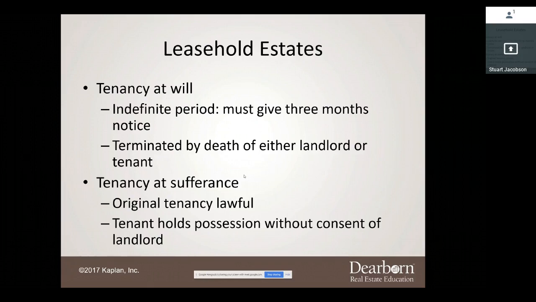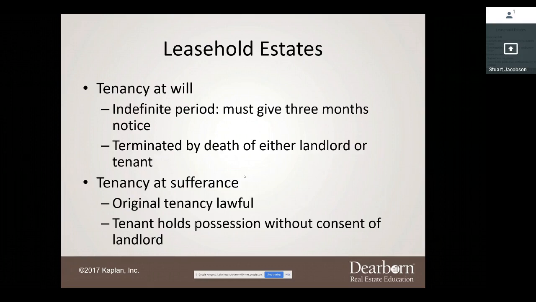Tenancy at will has no definite period. It's an indefinite period of time. So it could be broken down that it doesn't auto renew. A lease that doesn't auto renew, so period to period, month to month, auto renews at the end of the month, right? For another 30 days. This one could be, hey, you can stay here until you get back on your feet. But you have to give the tenant 3 months notice. Also, it is terminated by the death of either the landlord or tenant.